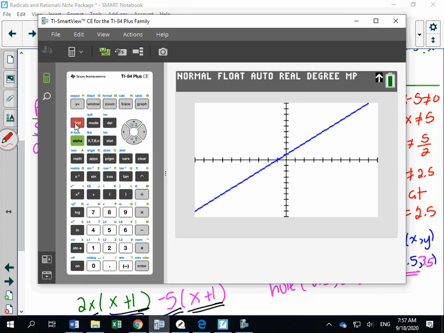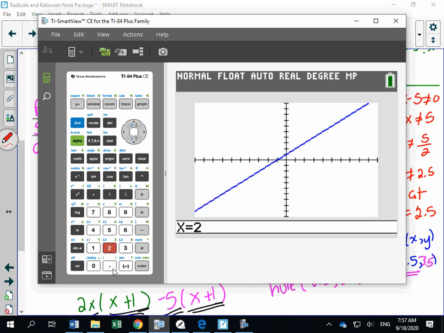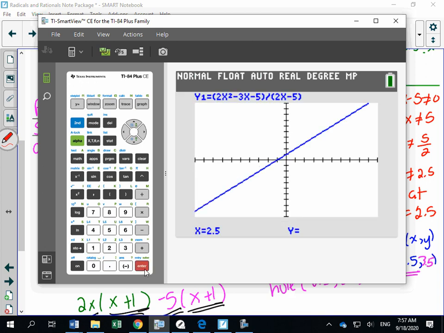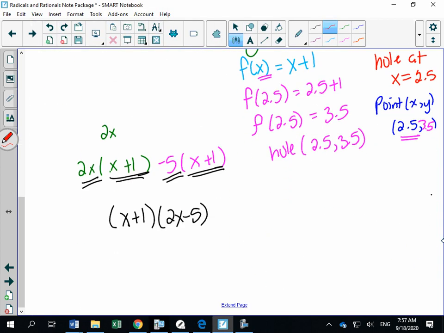So second function, calculate. I'm going to calculate a value. And when x is 2.5, there's an empty set. So 2.5 would be right about here. There's a little hole there. So we have to be able to graph that. So let's graph that hole.